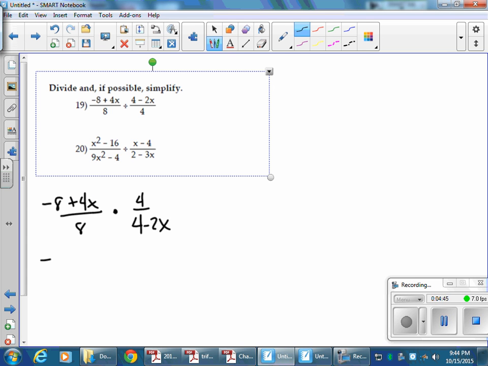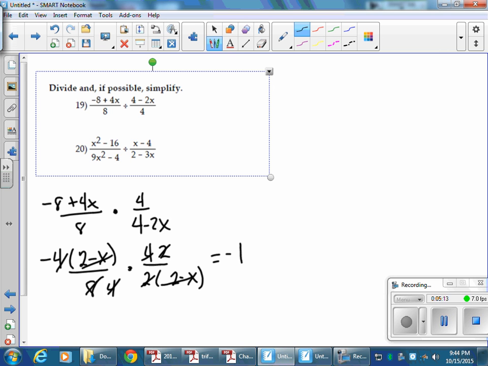Now we can factor. I'm going to take a negative 4 out of this top one. It becomes 2 minus x. The bottom's 8. This is a 4. And I'm going to take out a 2 here, and it's 2 minus x. So the 2 minus x's will cancel. If I have a 2, it'll go into 4 2 times. And if I have a 2, it'll go into 8 4 times. And if I have a 4, it'll go into 4 1 time. So it looks like everything cancels except for this negative. So my answer to this problem is just going to be -1.